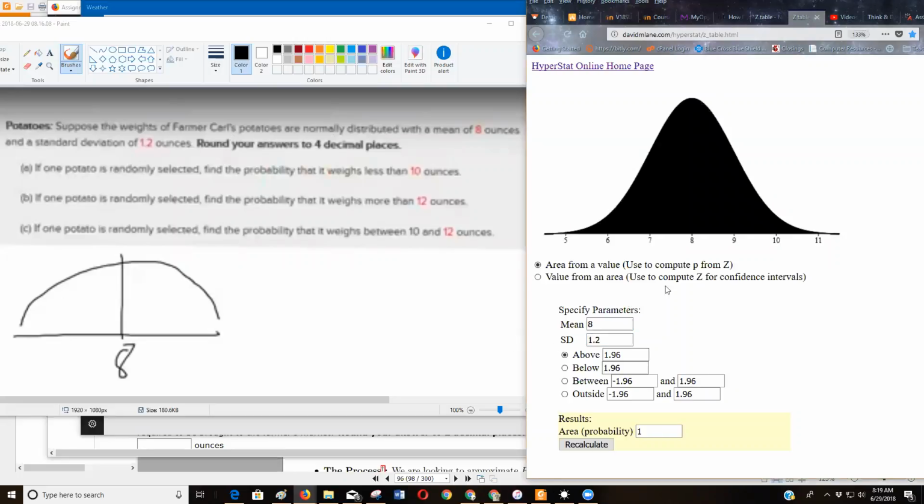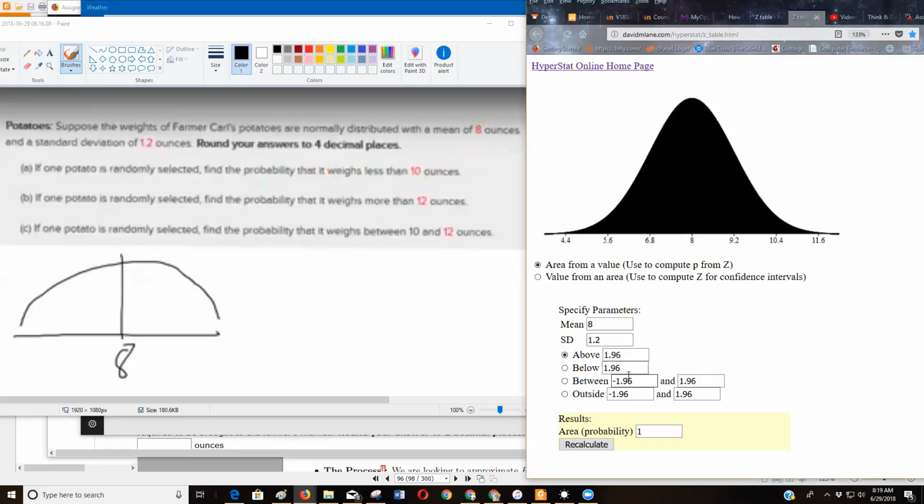So what I'm doing is instead of using the standard normal curve, I'm using this applet. So I can bypass the standard normal curve step, and just because it's a normal distribution, it's going to follow all the same properties. So I can do this. So then let's see here.